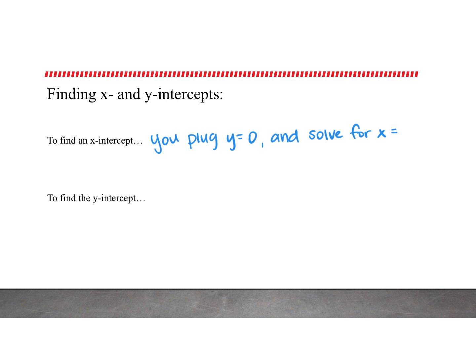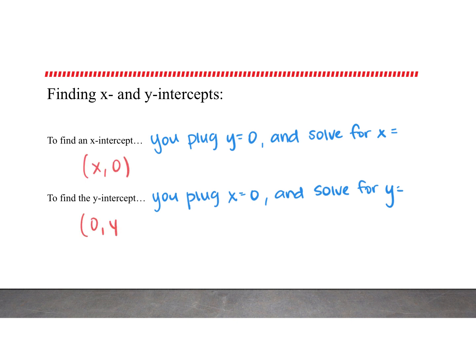Same goes true for the y-intercept. If you want the y-intercept, you are going to plug x equals 0 in for the x, and then you are going to solve for the y. And just to remind you, x-intercepts are going to be in the form x, 0. Y-intercepts are in the form 0, y.